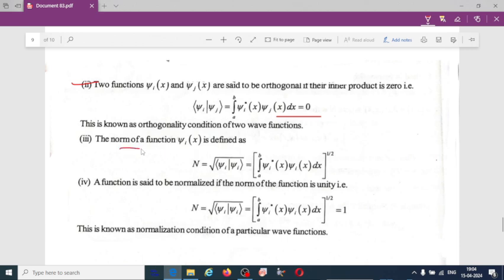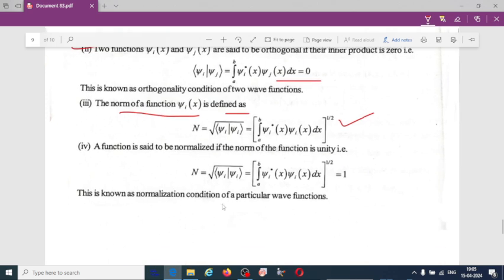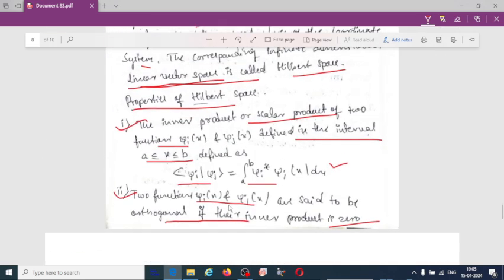Next, normalization. The norm of the function psi of x is defined as n is equal to root of the expectation value of psi i, that is the root of the integral of psi star psi. This is the normalization of the wave function for Hilbert space. And a function is said to be normalized if the norm of the function is unity. So n is the norm of the function, and the normalization condition is equal to 1.